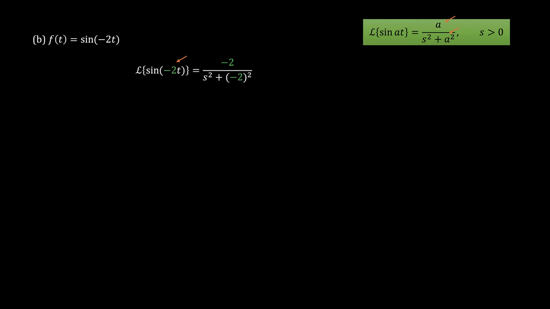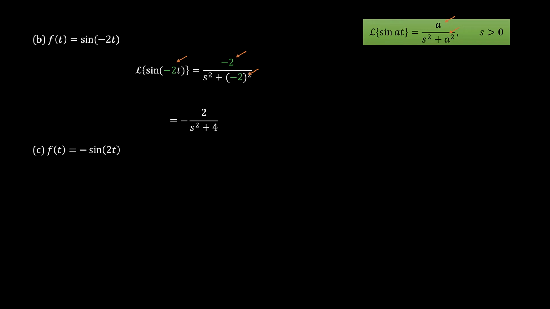So if I go back and look at my answer over here in green, negative 2 is in the numerator, negative 2 is in the denominator. If I clean this up here, I'm going to go ahead and pull the negative out front. So I'll finally say the Laplace transform of sine of negative 2t would be negative 2 over s squared plus 4. Again, that's how quick it is. Just find the a value and plug it in.